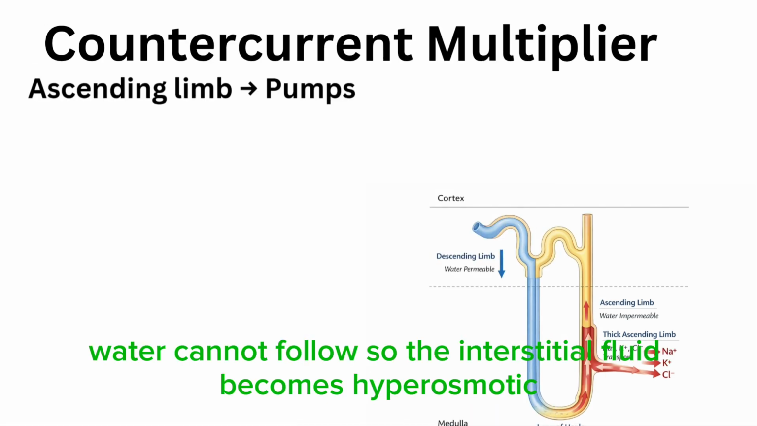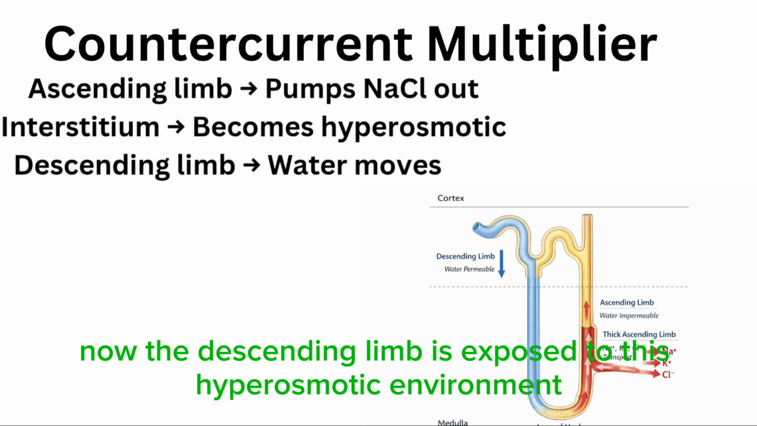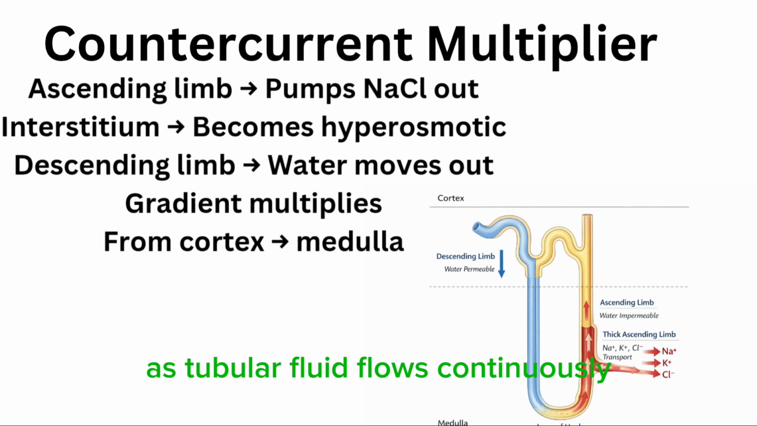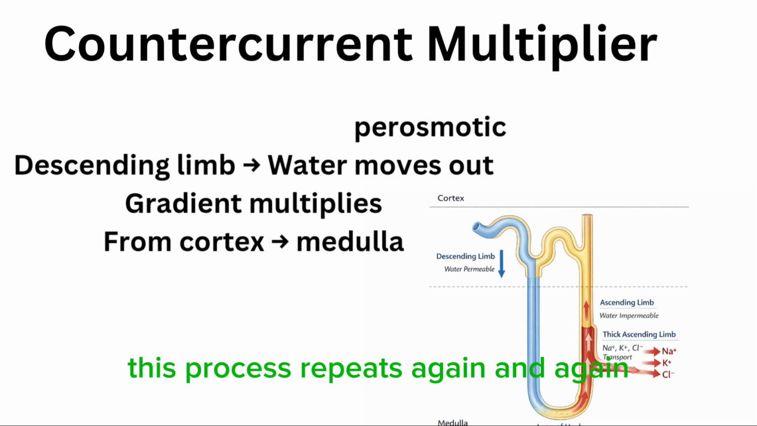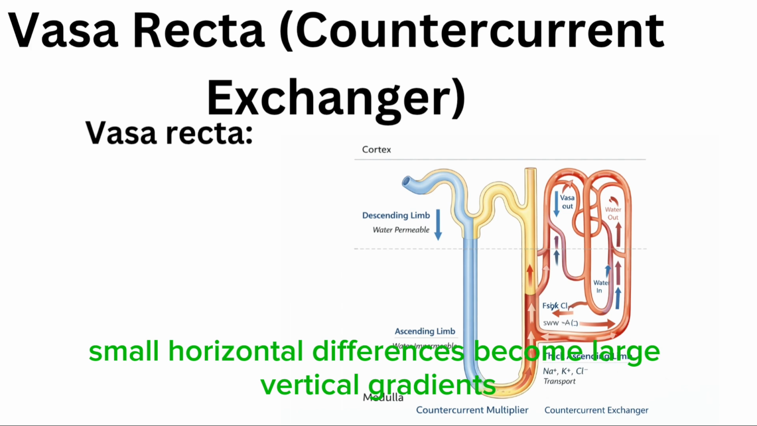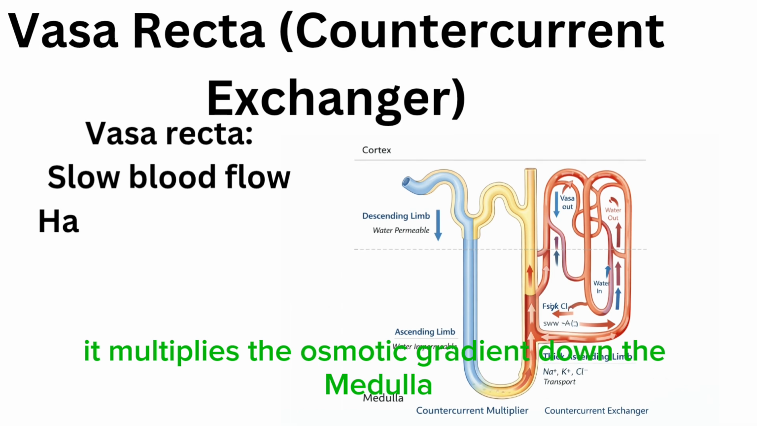Water cannot follow, so the interstitial fluid becomes hyperosmotic. Now, the descending limb is exposed to this hyperosmotic environment. Water moves out of the descending limb by osmosis. As tubular fluid flows continuously, this process repeats again and again. Small horizontal differences become large vertical gradients. This is why it is called a countercurrent multiplier. It multiplies the osmotic gradient down the medulla.